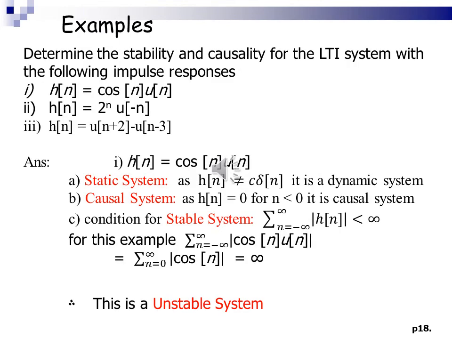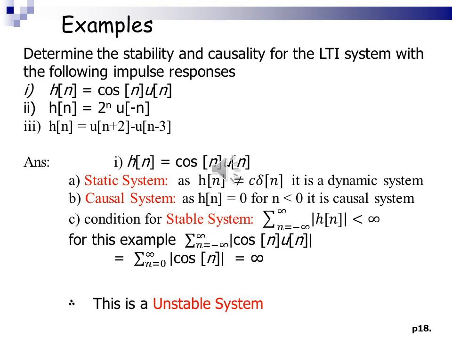Now let us cross check a few of the examples based on the topic that we have seen, that is classification of system using impulse response. So the example will be of this type: determine the stability, causality and static or dynamic condition of the LTI system with the following impulse responses. So you should classify whether the system falls under these categories based on its impulse response.